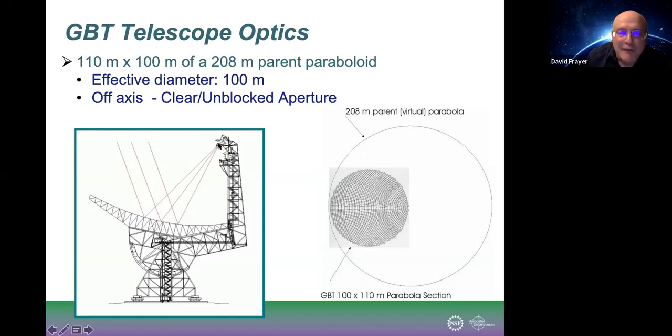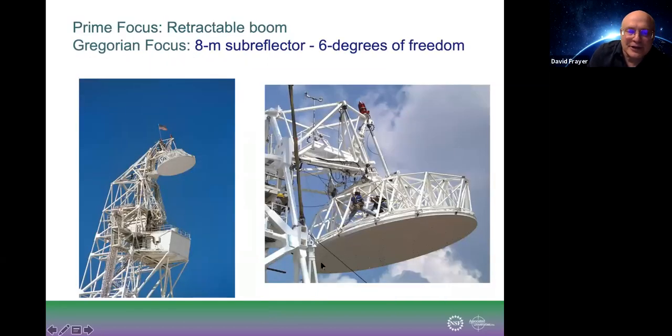But then this can get pulled away and the light can hit the secondary and then come down into this thing here, which is the receiver room. And here's the sub-reflector. So in Gregorian focus, we have our higher frequency receivers, L band, 1 gigahertz up to 115 gigahertz. Under 1 gigahertz, we have a prime focus feed, and that's this thing here, it swings out. So the light hits the main dish down below, hits here, and then goes into one of the horns here.